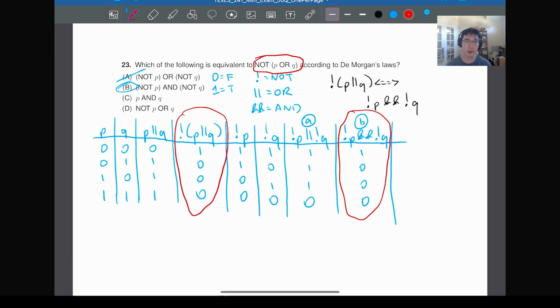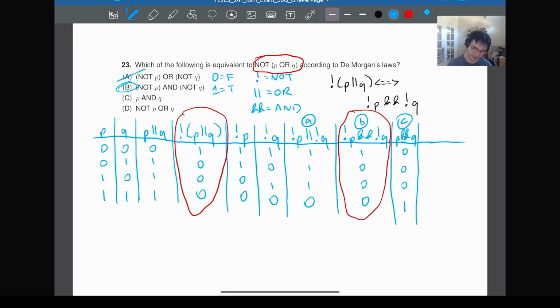And we can finish up with C and D. Let's go ahead and do it. C is P and Q. So I'm looking at the far left columns of P and Q. On the very left, 0 and 0 is 0, 0 and 1 is 0, 1 and 0 is 0, 1 and 1 is 1. And once again, you can see that C does not match.